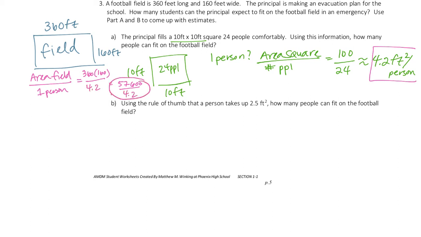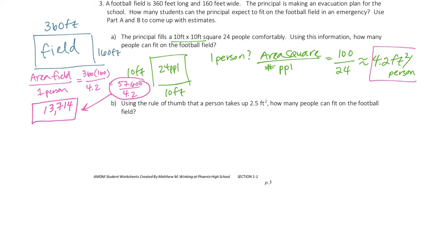So let's take this over here, and we need to divide 57,600 by 4.2, and we're going to round to the nearest whole person. So we have 13,714 people, and that's our final answer. You always want to round up to the next person. Can't have a half or a quarter of a person.